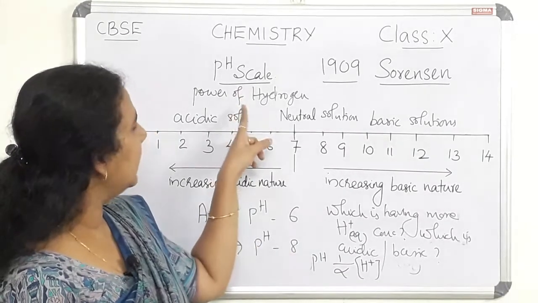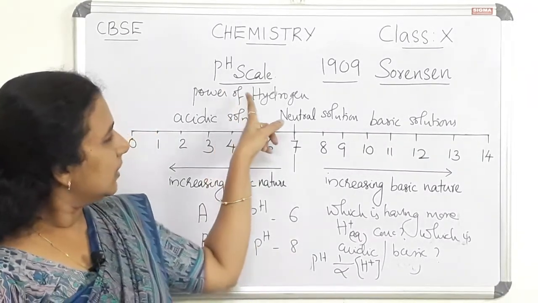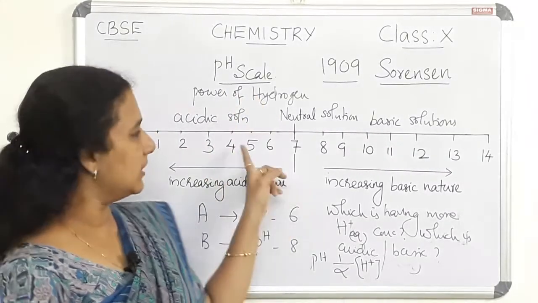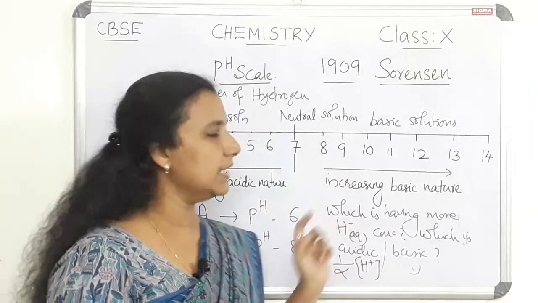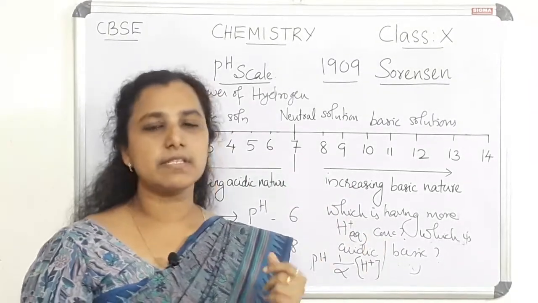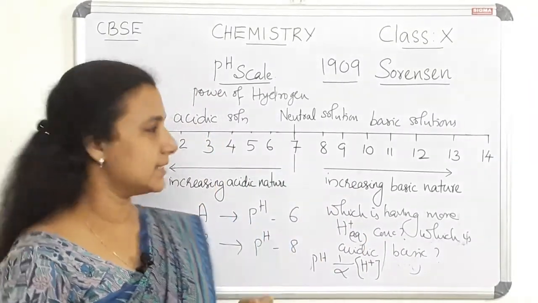So the pH scale is a number. By measuring pH we can say the strength of acid and base solution.